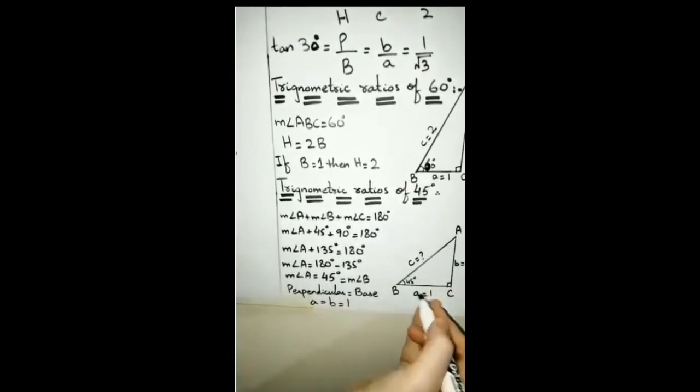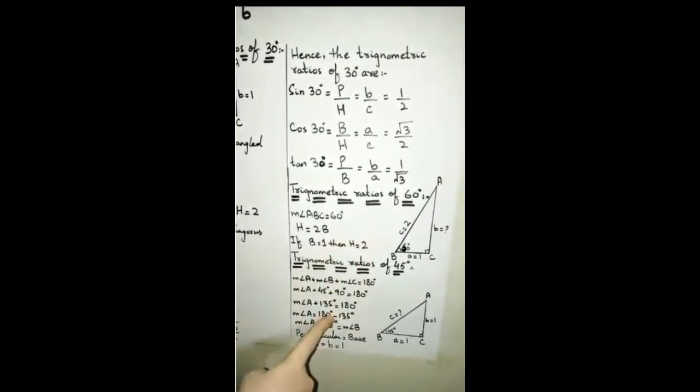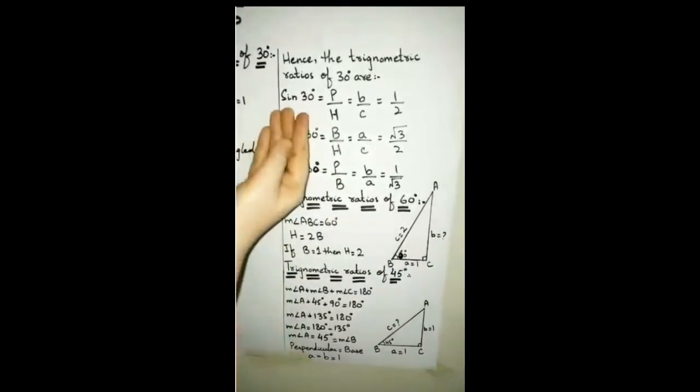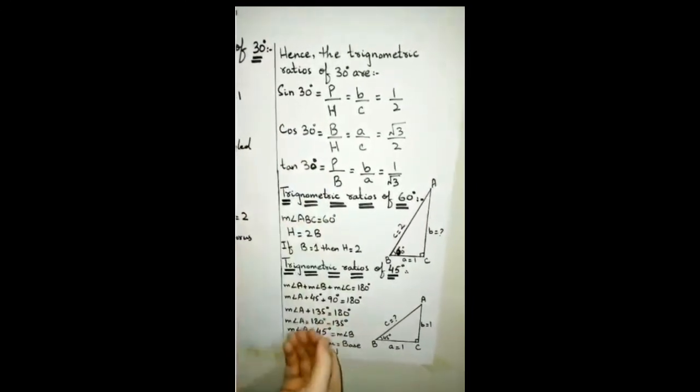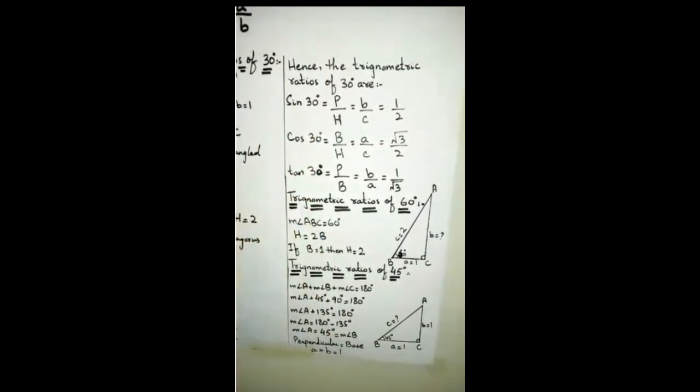If two angles in a triangle are equal, it means the sides opposite to them are also equal. Perpendicular is equal to base. A equals 1, it means B is also equal to 1. I have explained how to find the values of trigonometric ratios of 60 degree and 45 degree. You will solve the Pythagoras theorem for these two ratios by yourself, and after that find the values of sin 60, cos 60 and tan 60, like sin 30, cos 30, tan 30, and in this question sin 45, cos 45 and tan 45 on your own.